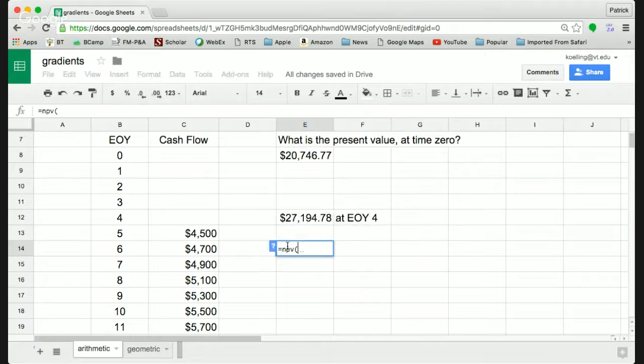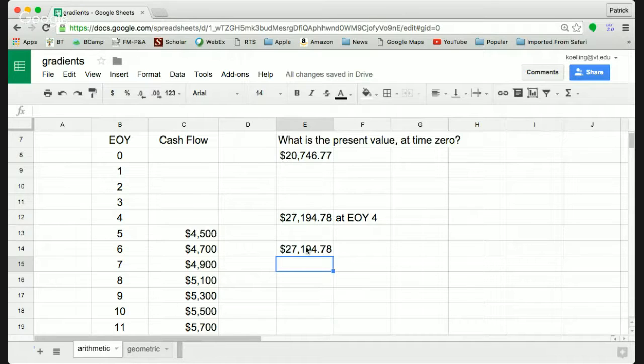NPV 7%, and instead of just highlighting the numbers we have, let's just highlight the whole thing. How about that? Start with 1 and go to the end of year 11. Now, let's see what answer we get. That's a bit of a problem.